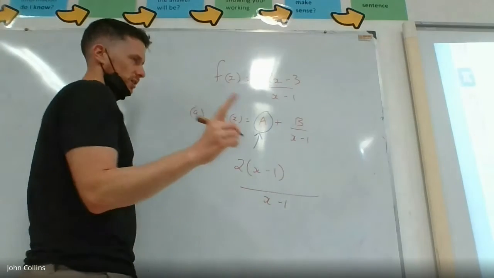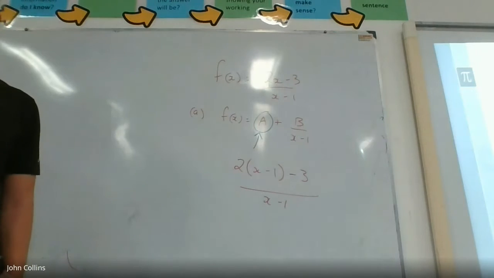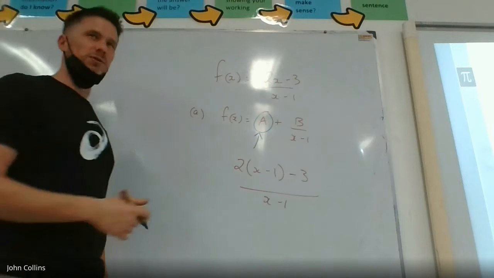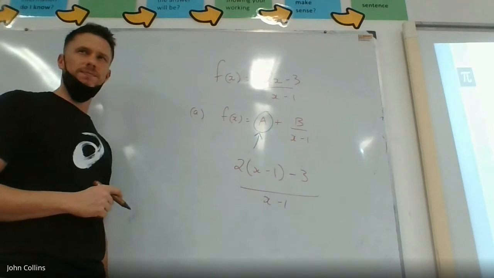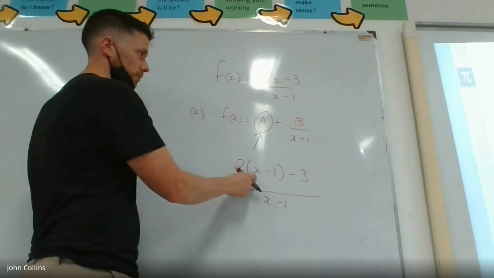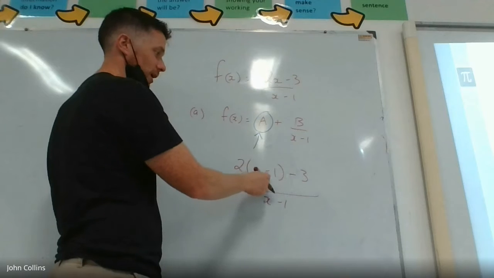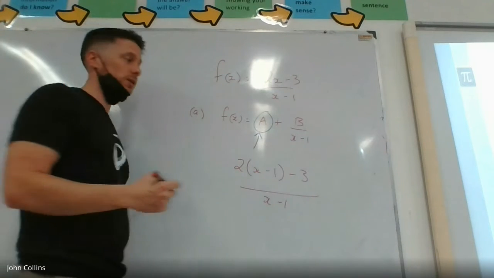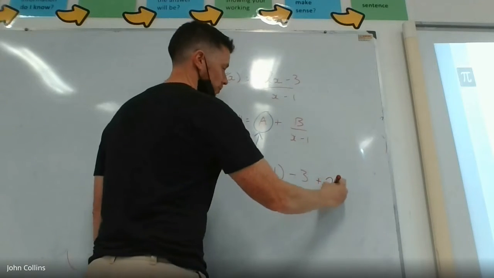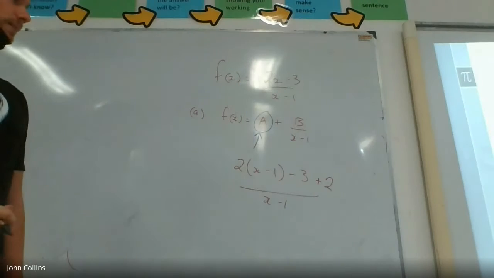Now you've changed the equation by doing that. You've subtracted 2 from the equation, really. See that? Because 2 times x is no longer 2x minus 3, it's 2x minus 2 minus 3. So you've subtracted 2 from the equation, so you need to add 2 to keep it the same equation. That's the trick.